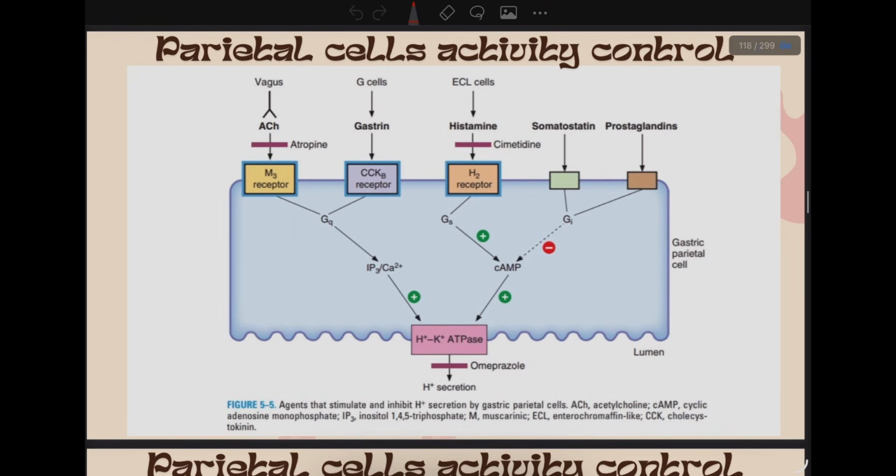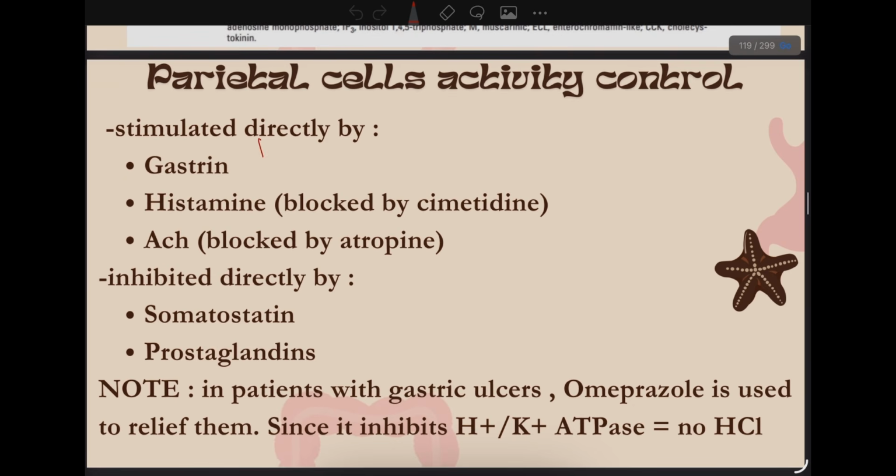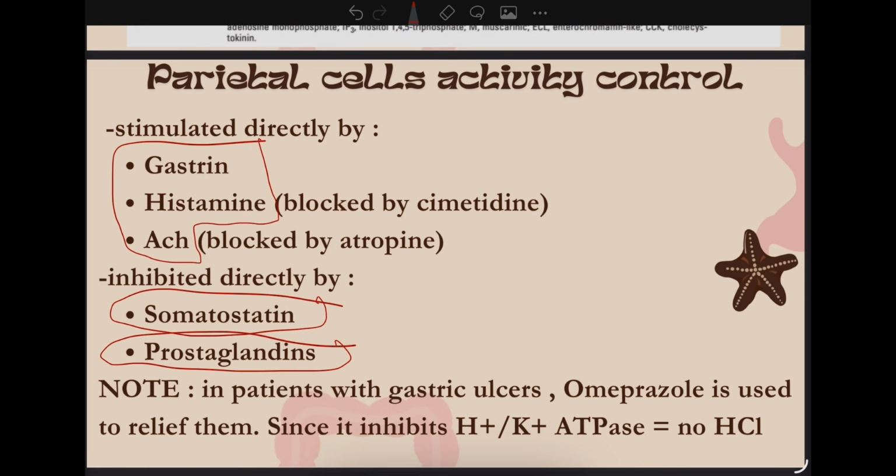You already know these three, okay? And what they do, supposedly. And you know that somatostatin inhibits. The only new one is prostaglandins. Just know that it inhibits also. Okay. And know that histamine is blocked by cimetidine, and acetylcholine is blocked by atropine. You know that already. Muscarinic.